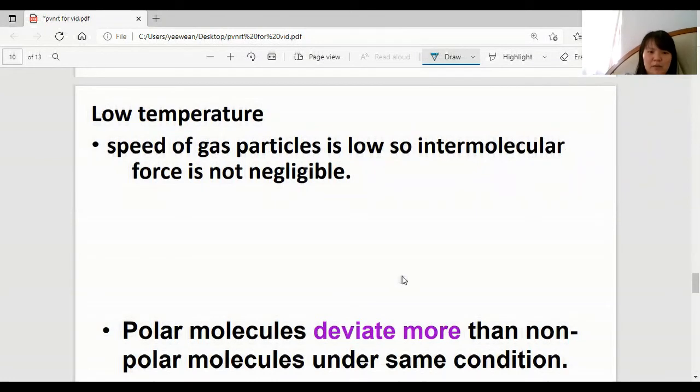Okay, at low temperature, they're closer to each other because they move slowly. And at high temperature, they're just moving everywhere like I showed you just now. Okay, but at low temperature, they start to slow down and they'll move in and out of each other, next to each other. So they start to have attractive forces between each other. So if they have intermolecular forces, then they are not so ideal anymore.